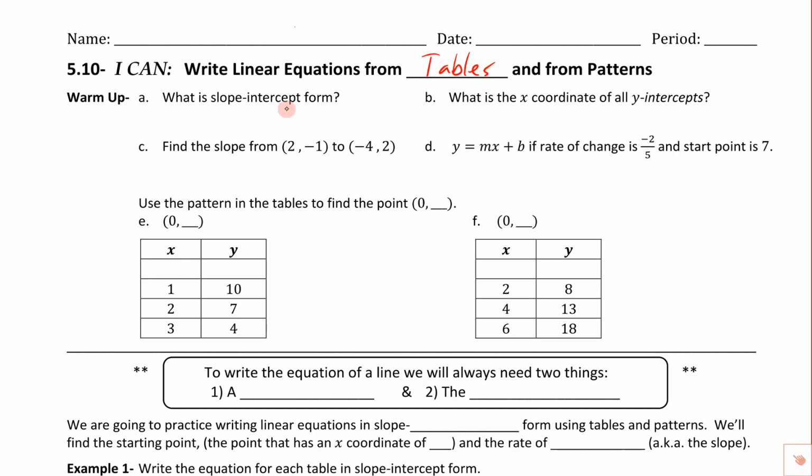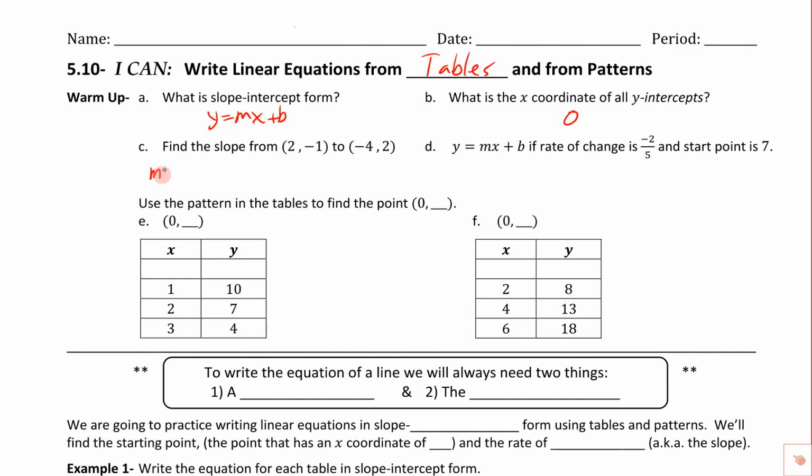It says, what is slope-intercept form? Gosh, we've got to have this down by now. y equals mx plus b. Next question, what is the x-coordinate of all y-intercepts? Remember, if you're on the y-axis, that means you didn't go right or left, so the x-coordinate would have to be 0.